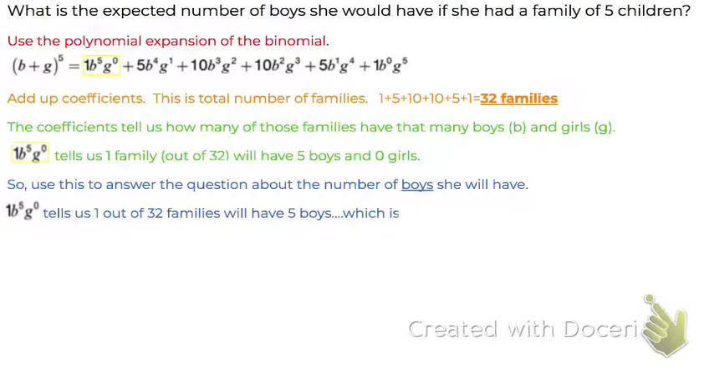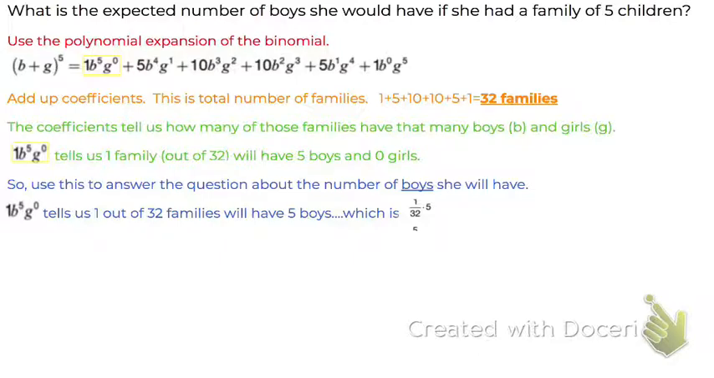So again, this first part of our expansion is telling us 1 out of the 32 families is going to have 5 boys. So the way we write that is 1 out of 32 is going to have 5 boys. 1 out of 32 times 5.